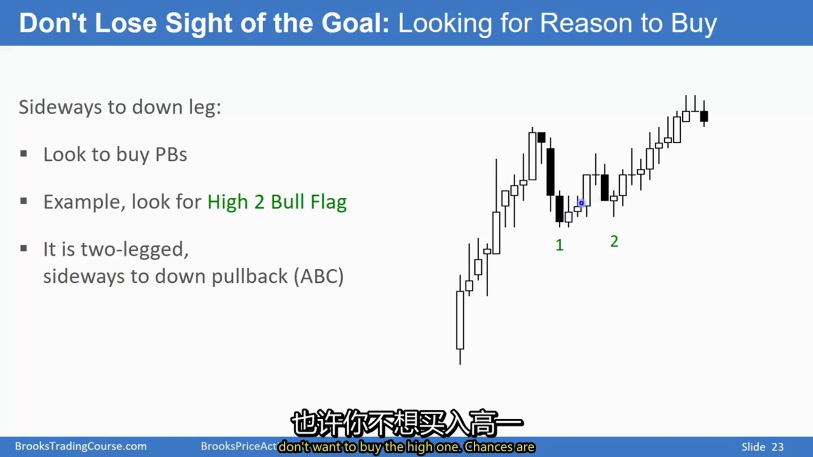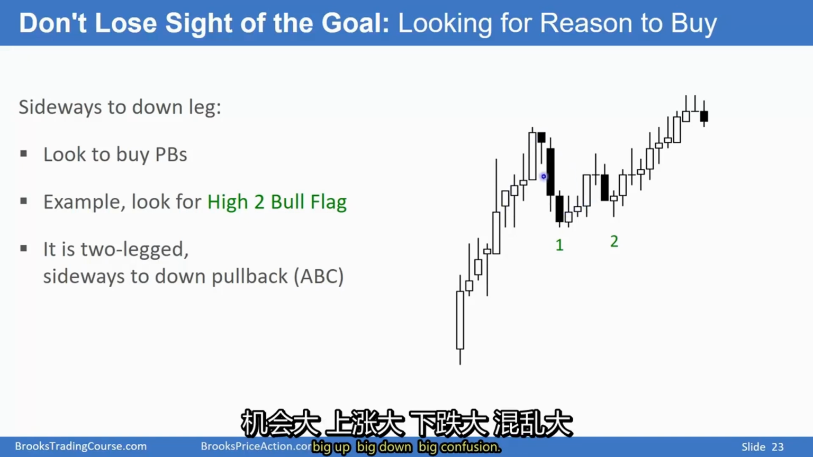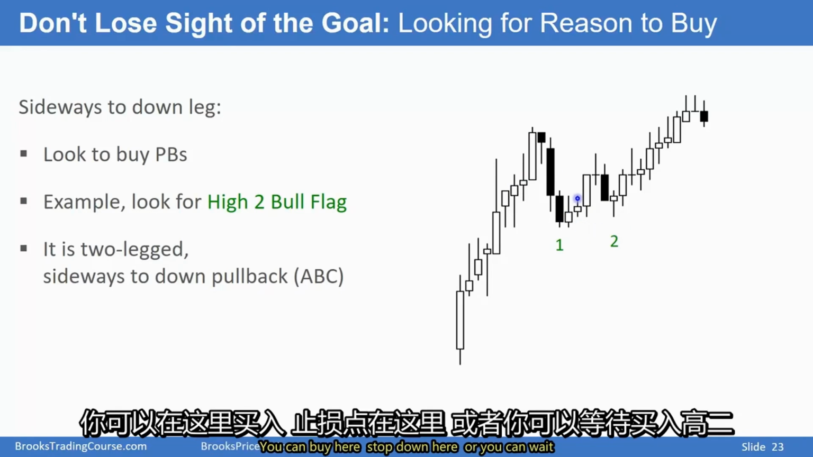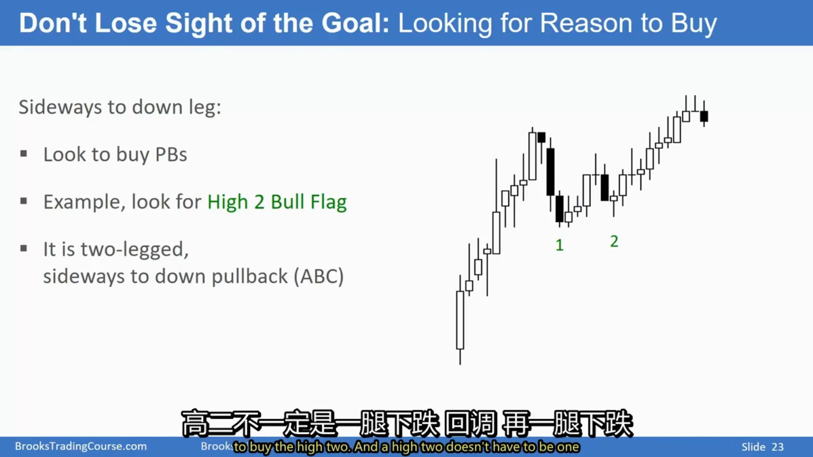Maybe you don't want to buy the high 1. Chances are big up, big down, big confusion. We're going to go sideways and we'll probably get a double bottom. You can buy here, stop down here, or you can wait to buy the high 2.